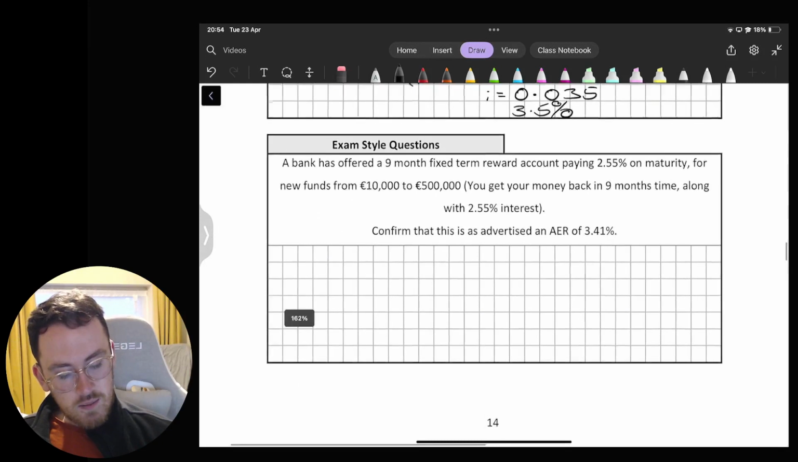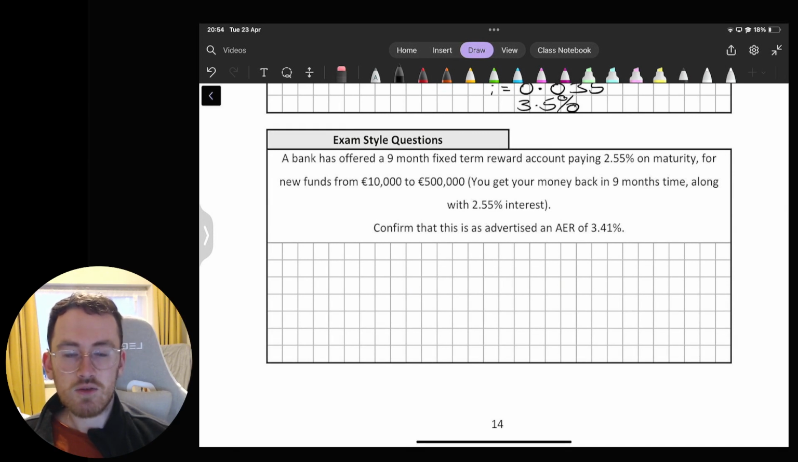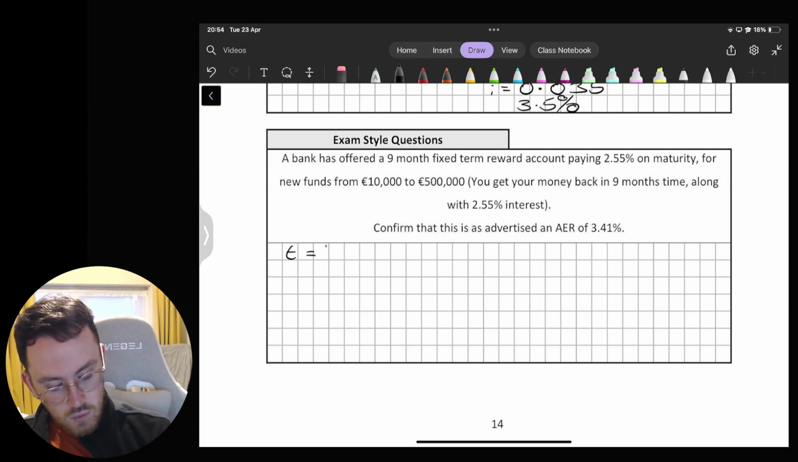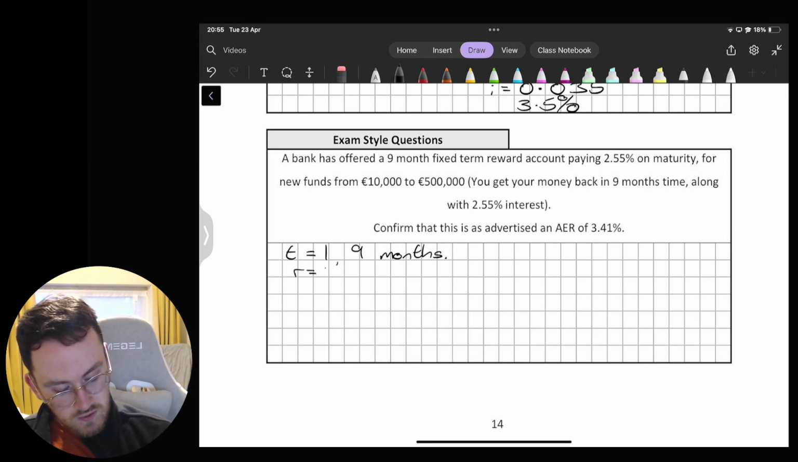One last question then. A bank has offered a 9-month fixed term reward account paying 2.55% on maturity for new funds from 10,000 to 500,000. You get your money back in 9 months' time along with 2.55% interest. So the idea here is that for 1 block of 9 months, that's going to be an interest rate of 2.55%, which if we really want, we can rewrite as a decimal of 0.0255.